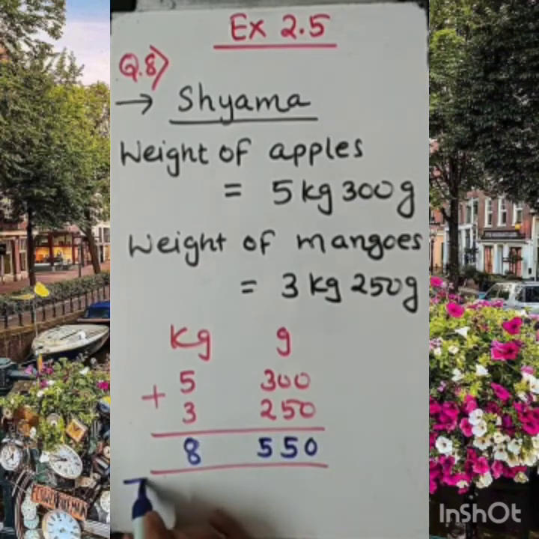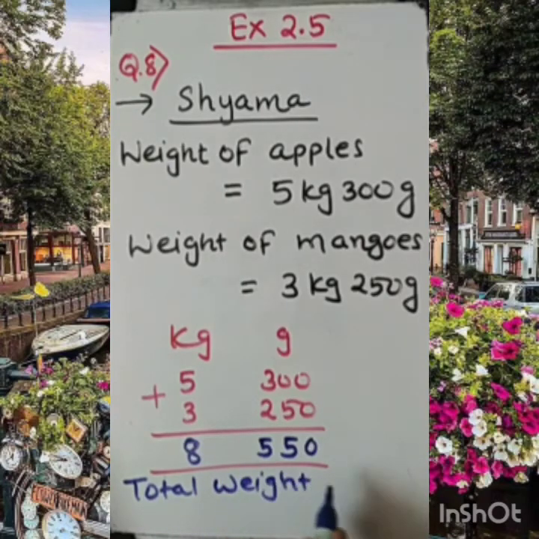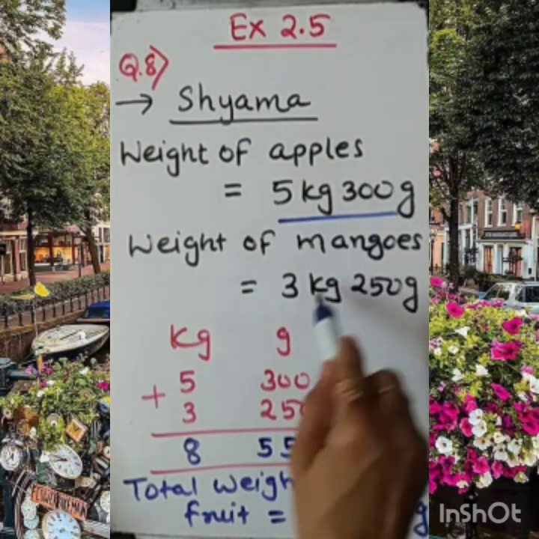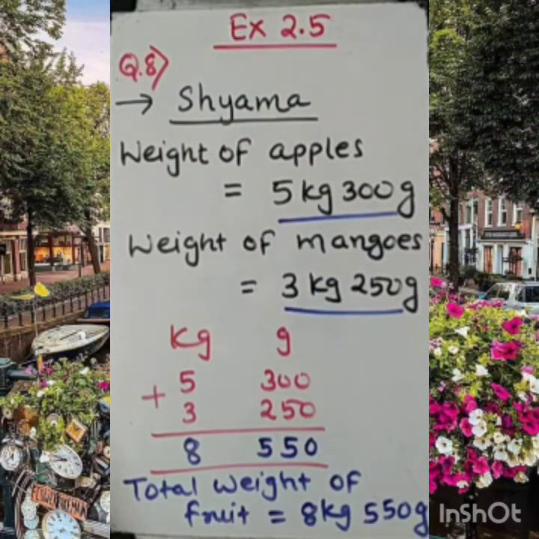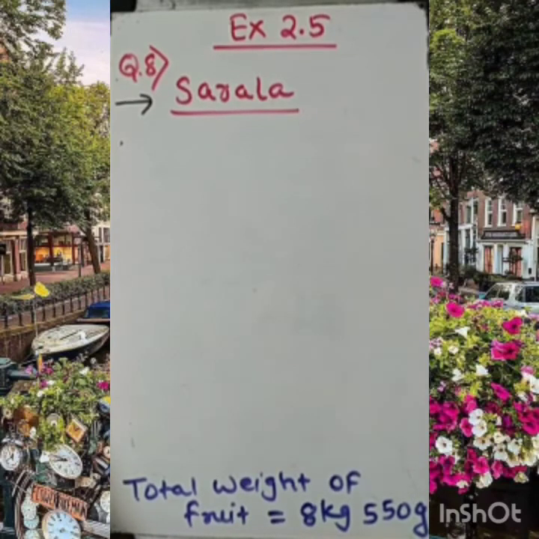So total weight of fruits, in the case of Shama, can I say 8 kg 550 gram? The sum of this and this is coming 8 kg 550 gram. Let's say this is result number 1. So my dear student, in the same question, the other person is named Sarla.